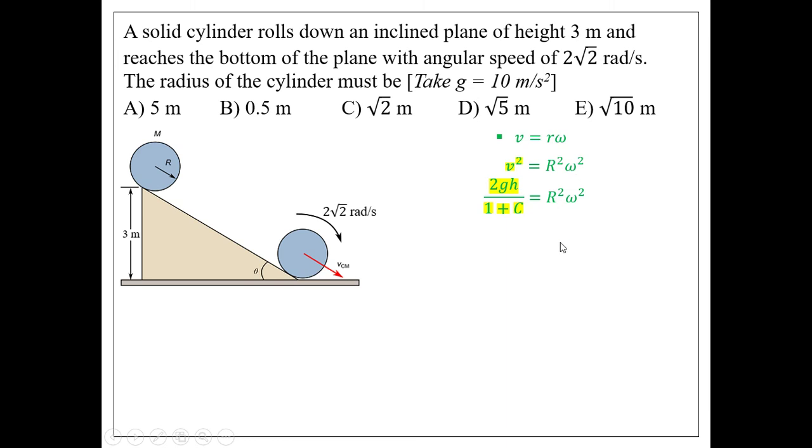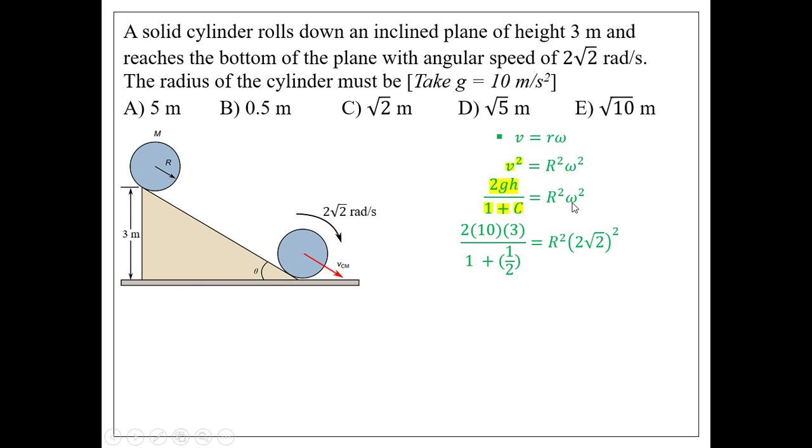Keep in mind, we are trying to solve for r, okay? So therefore, I'm just going to plug everything in. Well, g is 10, because this particular problem wants us to use 10. h is given as 3. The coefficient of a solid cylinder rotating around its axis at the center of mass here is just 1/2. That's where the 1/2 comes from.